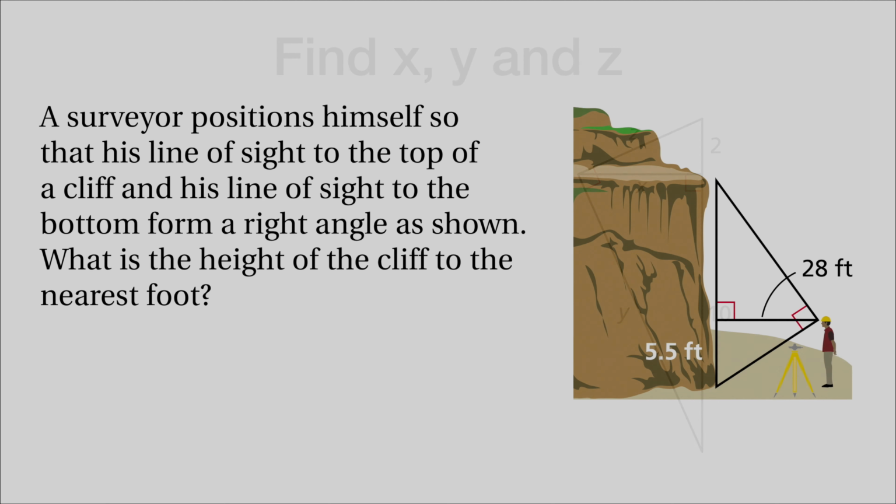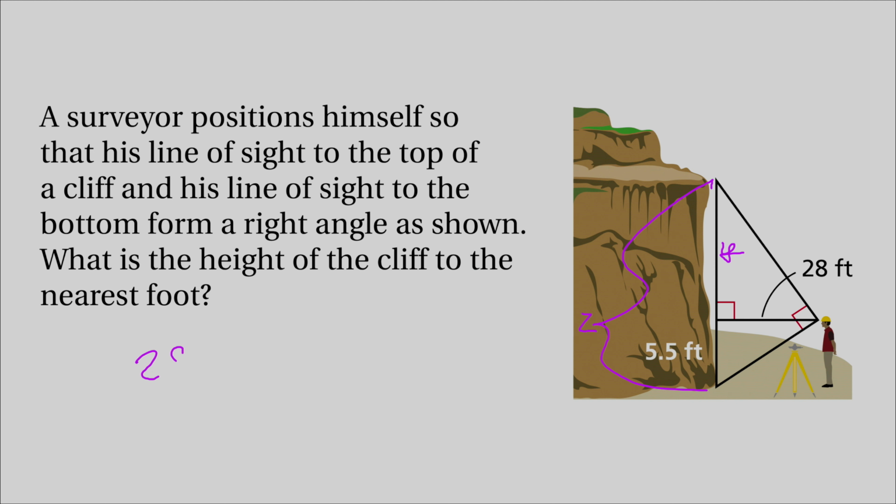We have one last question. A surveyor positions himself so that his line of sight to the top of a cliff and his line of sight to the bottom is shown. What's the height of the cliff to the nearest foot? So this is how we could figure out the entire height of the cliff. I'm going to call this part y. Our whole thing that we're out to find is z, but we'll do that in a second.